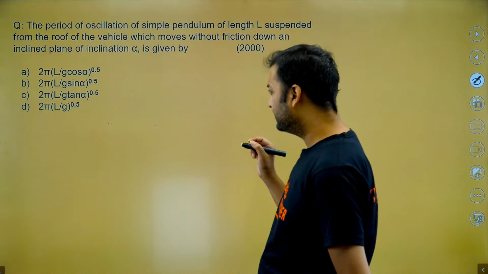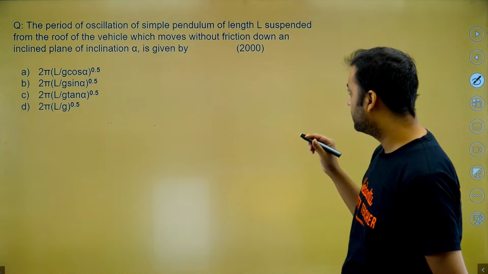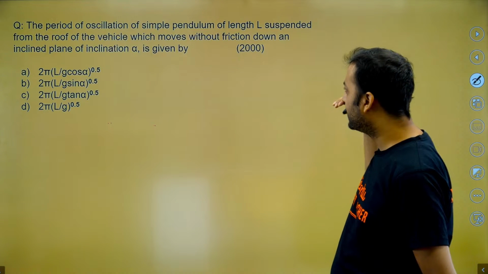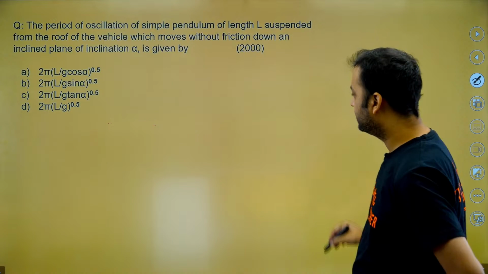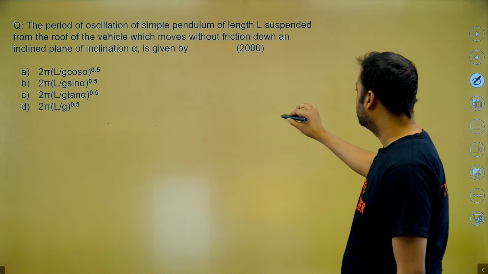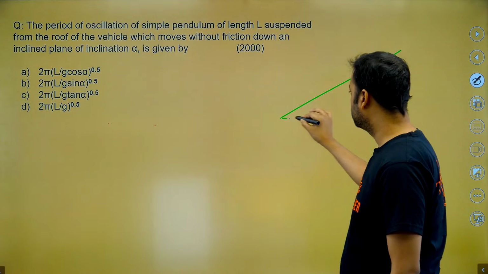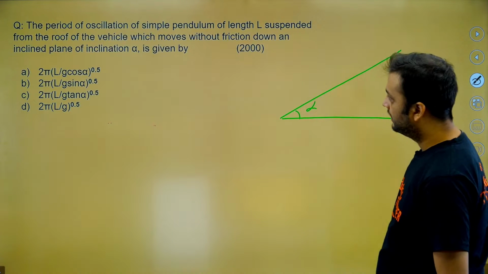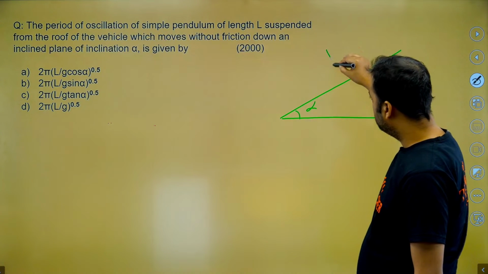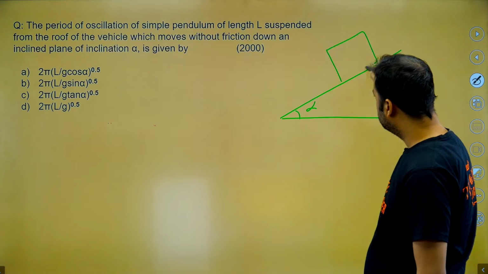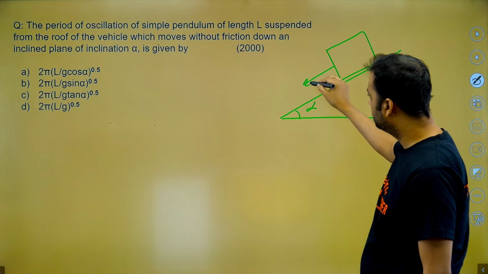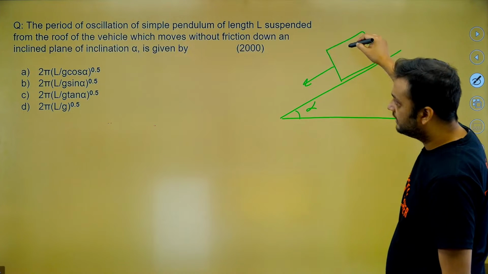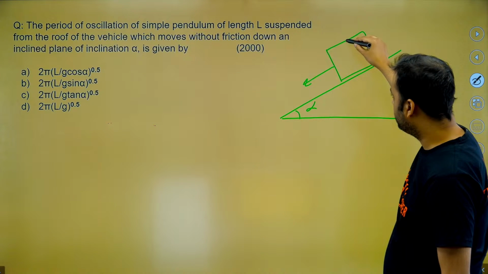Read the question once. The period of oscillation of a simple pendulum of length L suspended from the roof of a vehicle which moves without friction down an inclined plane of inclination alpha. So what is happening? This is an inclined plane of inclination alpha. We have one vehicle like this. It is going down the plane, and the simple pendulum is over here.